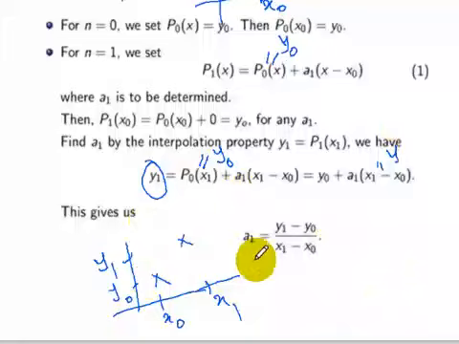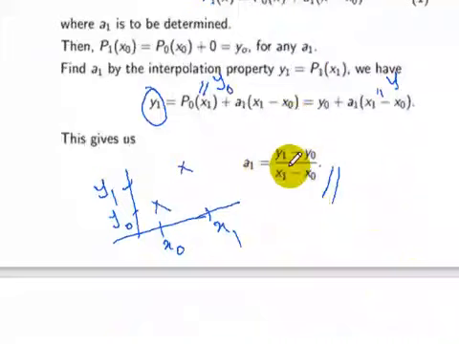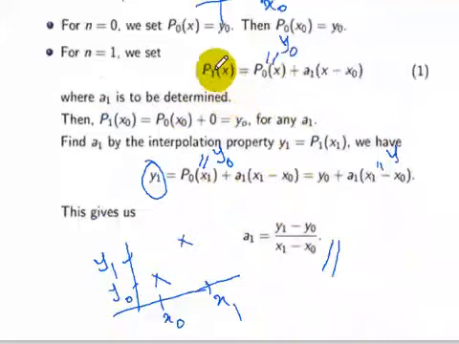Alright, then you solve this equation for a sub 1. This is the corresponding coefficient you have to add. When you add this coefficient, that means when you throw this one into this polynomial, this returns the value of y sub 1. How? Let's check that one. Alright, let's check.